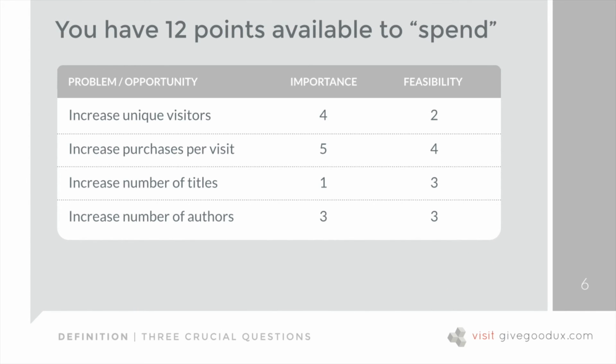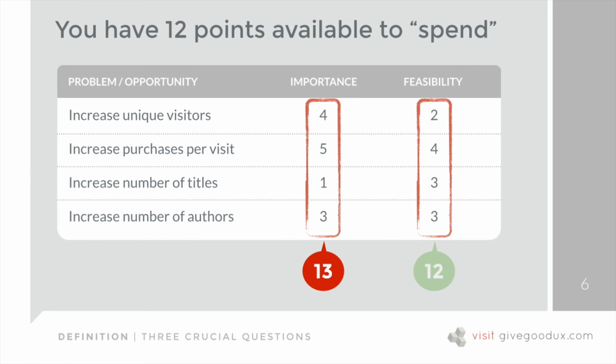How are we going to do it? If I add up this first column, importance, I get 13. Guess what? Not going to work because I only have 12 to spend, remember? Again, think of this in terms of dollars and cents. Think of it in terms of effort. That number represents what I have available. If I add up the feasibility column, I get 12. I'm right on the money. But because importance is costing me more than I have to spend, I've got to rethink some things.